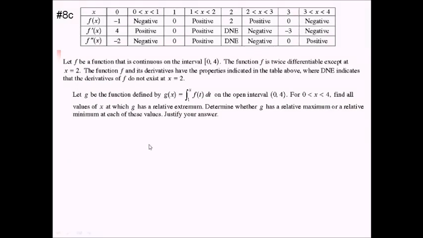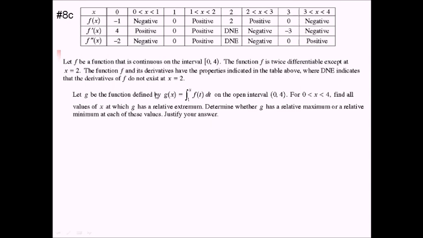On this problem, we have some function f that we have a whole bunch of information about in this table. And just kind of skipping ahead here, we have some g function that is the integral from 1 to x of f of t. So basically what we're trying to do on this part of the problem is figure out all the places where g has relative maxes and mins and determine which one it is with a justification.